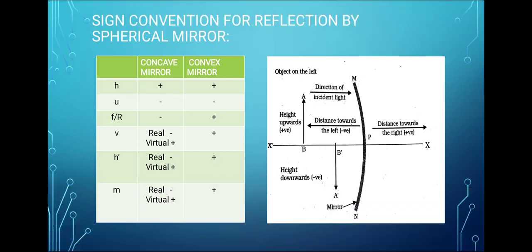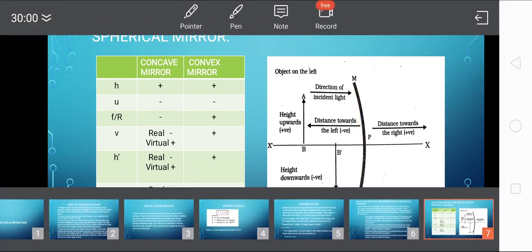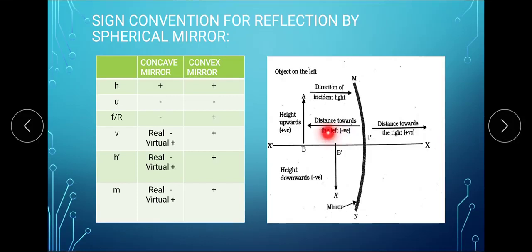U is always negative. Focal length of concave mirror, students, is always negative because its focus is on the left side, right? So the focal length of concave mirror is always negative, whereas the focal length of convex mirror is always positive.